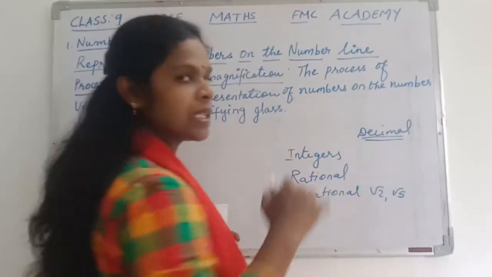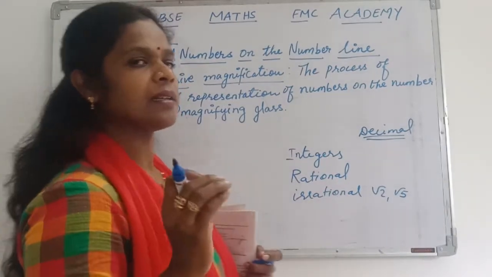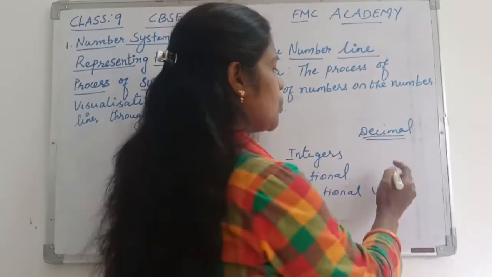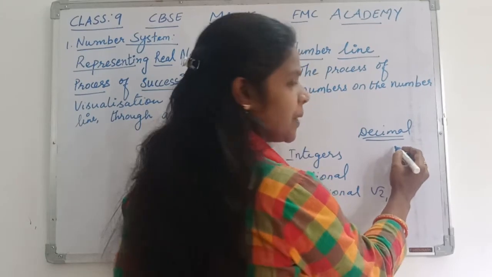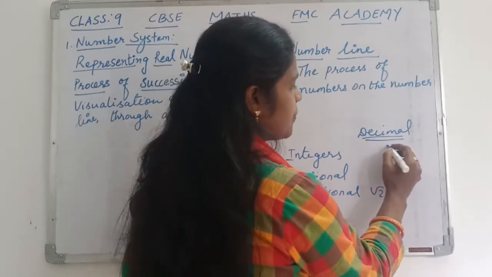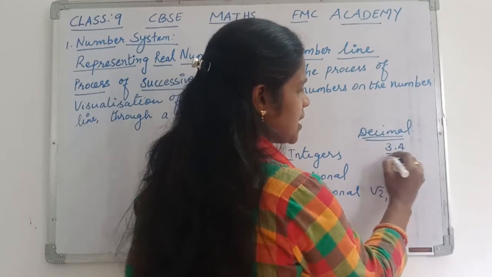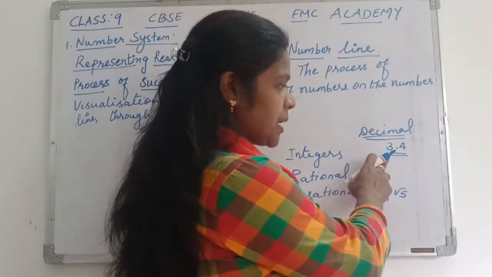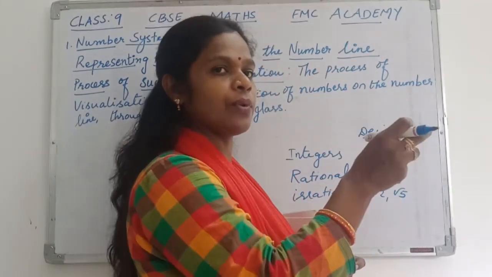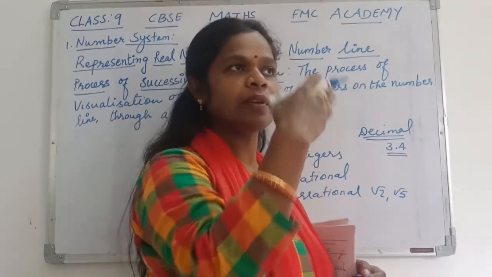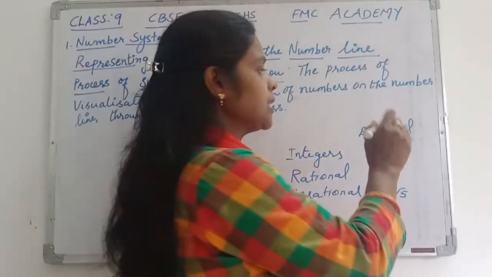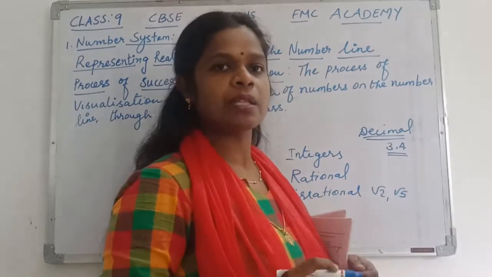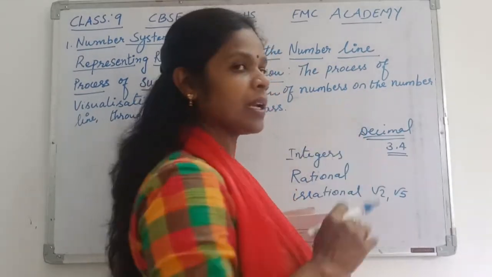So when we say decimal here, if it is a simple decimal, meaning having one digit after the decimal, we know how to do it. Suppose it is 3.4, it is very simple to do. Just draw the number line, and we know the number is lying between 3 and 4. So between 3 and 4, we will make 10 equal parts. In that, the fourth part we will mark as 3.4. So these we all know already.